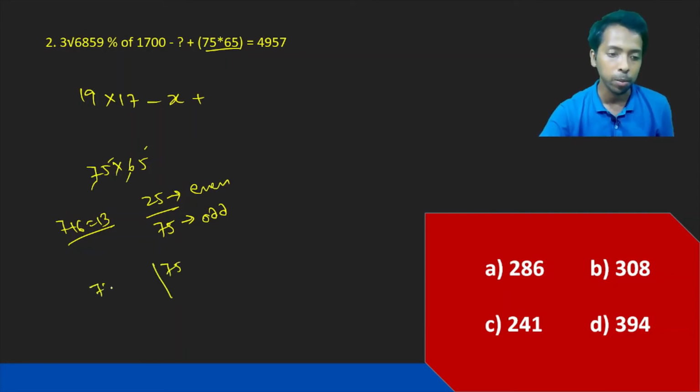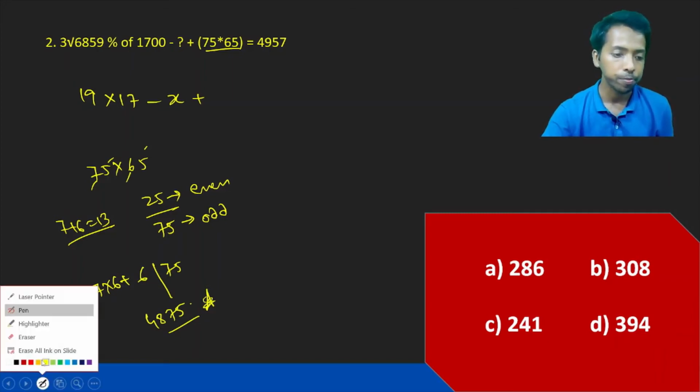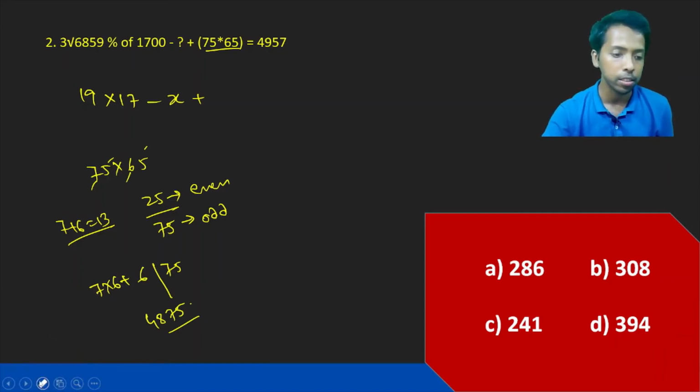Multiply both numbers and add the average of the two. The average, that is 13, average 6.5, but we will not take the decimal part, only the integer part, that is 6. So this is 4875, right? Which is not the answer, but part of the result here.